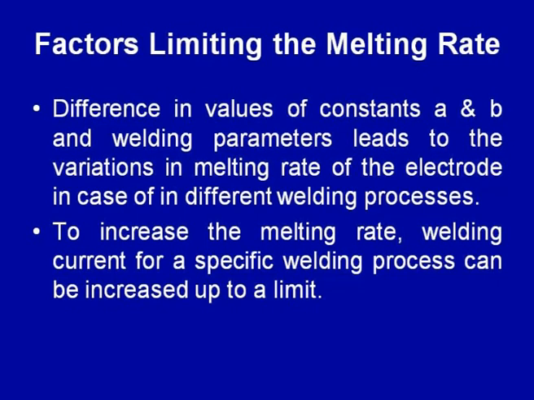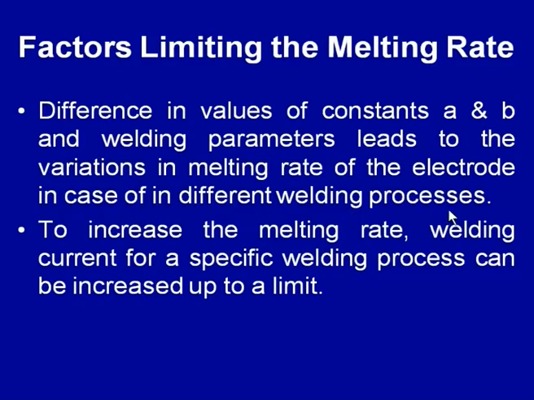The difference in values of A and B and the welding parameters leads to variation in the melting of the electrode in different welding processes. Different welding processes use different electrode materials in different sizes, with different electrode extensions and levels of welding current. Accordingly, the values of the coefficients A and B will be different, and because of the difference in the current as well as the coefficients and the electrode extensions, different melting rates are achieved by different welding processes.